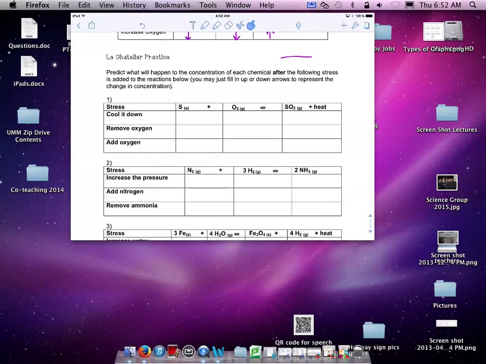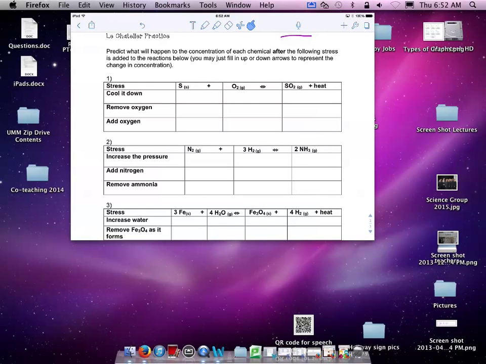So now you can practice that, and eventually, like I said, you'll do the lab practice that demonstrates Le Chatelier's principle also.